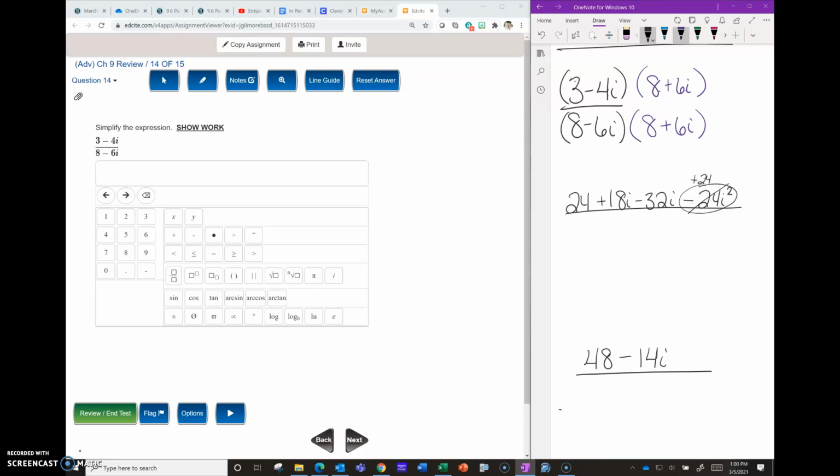On the bottom, we also have to double distribute. 8 times 8 is 64. 8 times 6i is 48i. Negative 6i times 8 is negative 48i. Negative 6i times positive 6i. Negative times positive is negative.